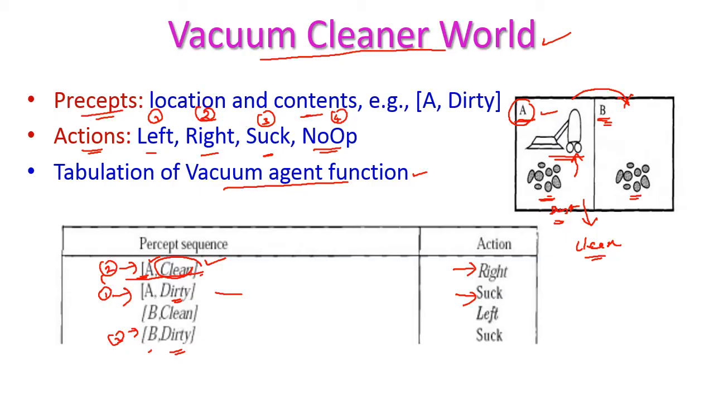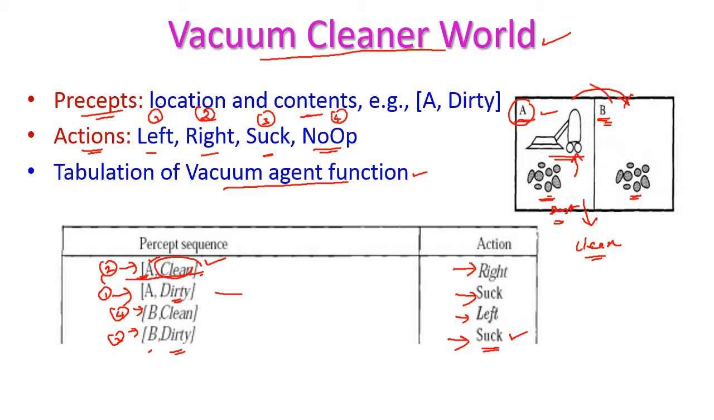Now B is having so much dirt. Then what action does it need to perform? If there is any dirt, immediately the vacuum cleaner should suck that dirt, right? So after that, what does it have to do? And this is the fourth one, B comma clean. Now B is clean. Next it will go to the left direction.